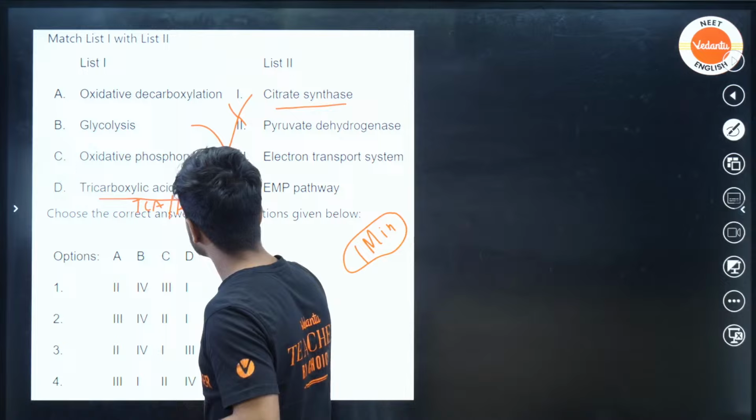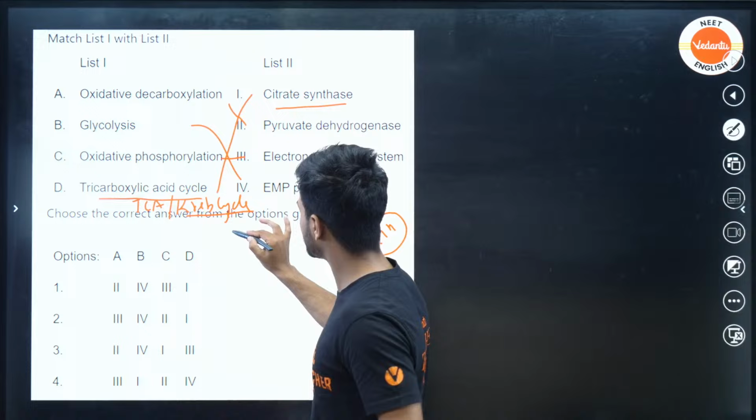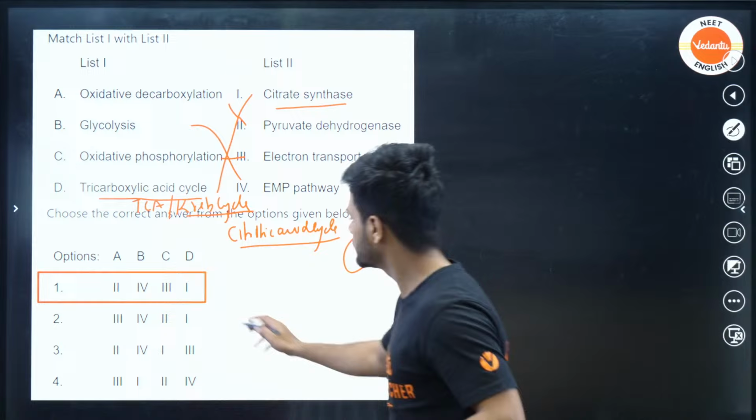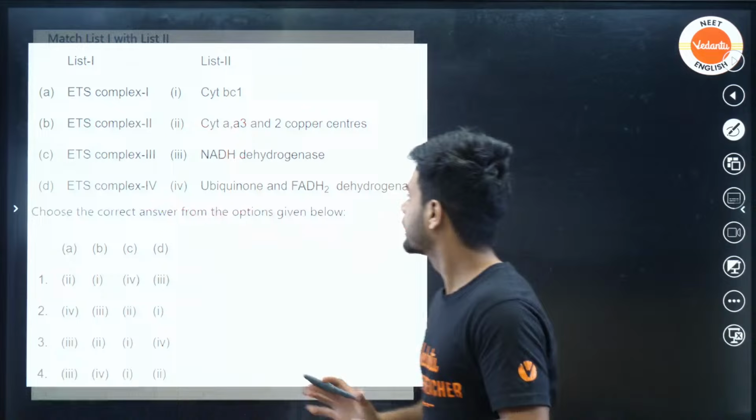Also called the Krebs cycle, also called the citric acid cycle. Citric acid cycle. So what should be the answer? The answer should be option A. Clear? This is how you solve the questions. The next question is here.